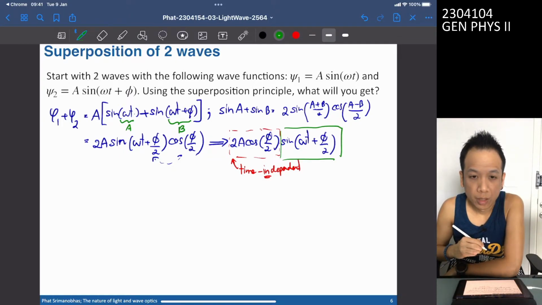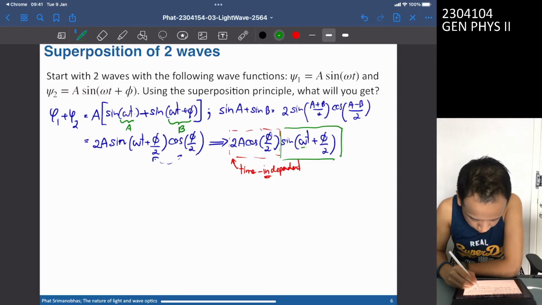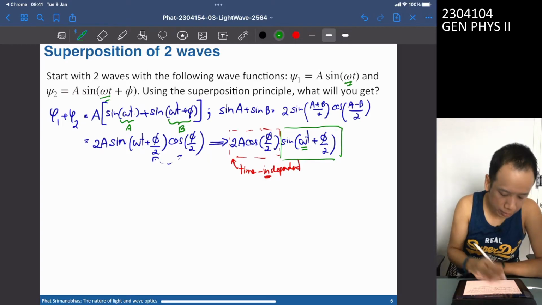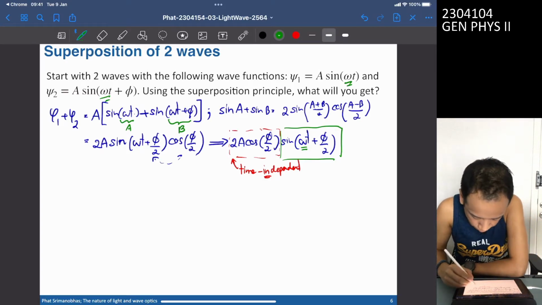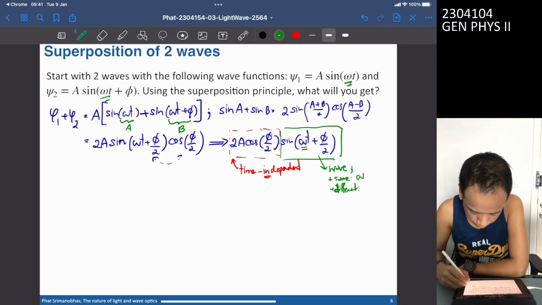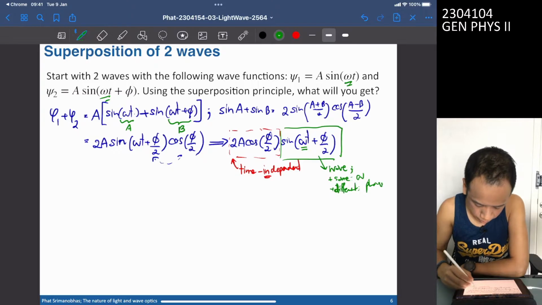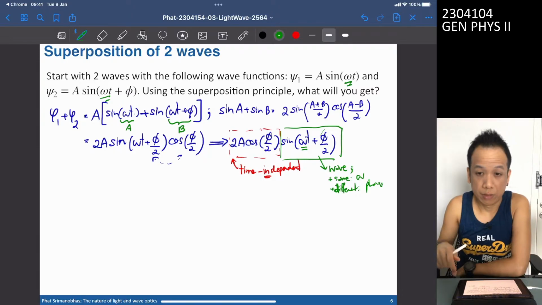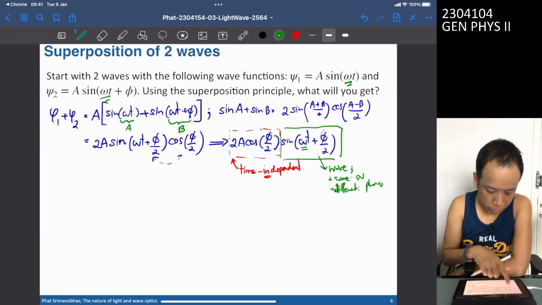And you see that the wave itself has the same angular frequency. You start with omega t. What is different is the phase. So this is the phase phi over 2, which is basically half of the phase difference of wave function 1 and wave function 2.